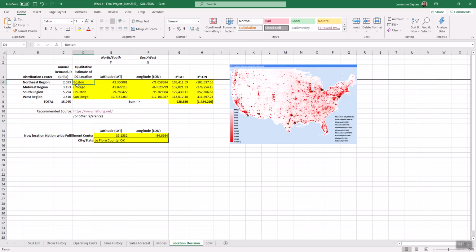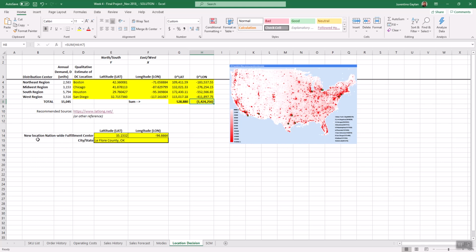For the location, after you filled out all of your estimated locations, you're going to go ahead and grab the latitude and longitude for those locations. You can use latlong or whatever website you can find that will give you latitude and longitude for whatever cities you pick across the country. And then, in order to find the d times the latitude and the d times the longitude, you're just going to take your demand in units times your latitude, and you're going to take your demand in units times your longitude. So you do that all the way down, and then you'll get a sum down here at the bottom.